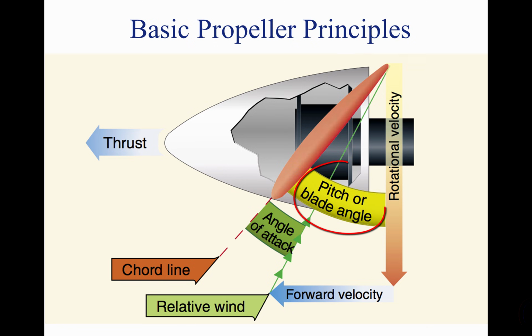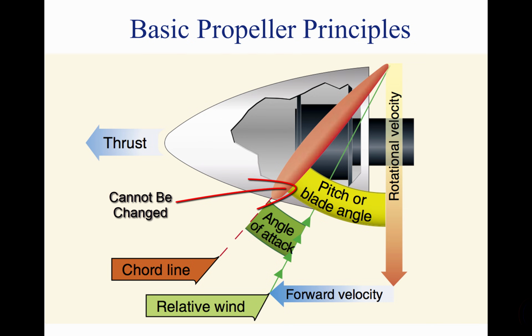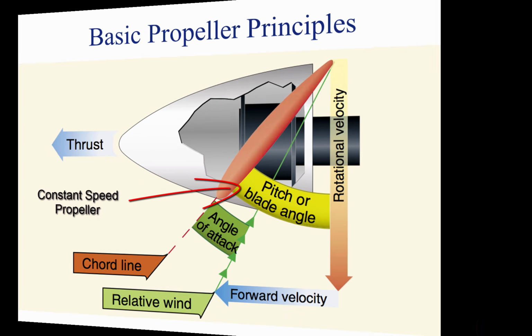The pitch, or blade angle, says how much of a bite the propeller has or how much air it handles in one rotation. On most smaller aircraft, the pitch or blade angle is set and cannot be changed. But in larger aircraft, the pilot may change this to adjust the load on the propeller and to control engine RPM. These propeller systems are called constant-speed propellers.